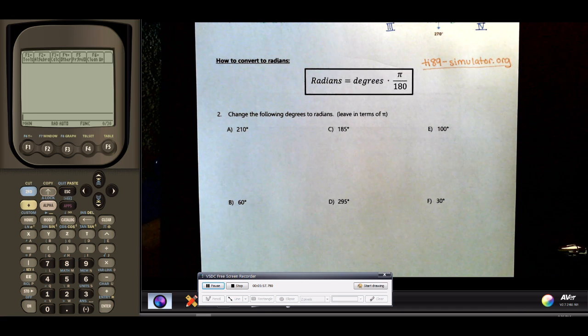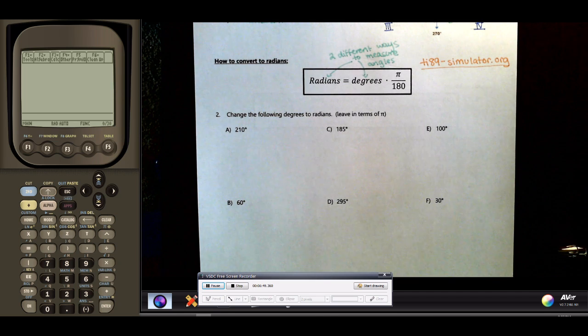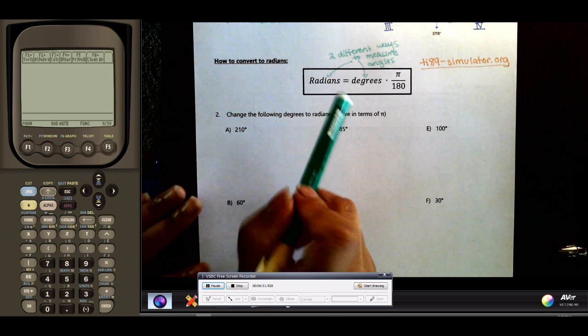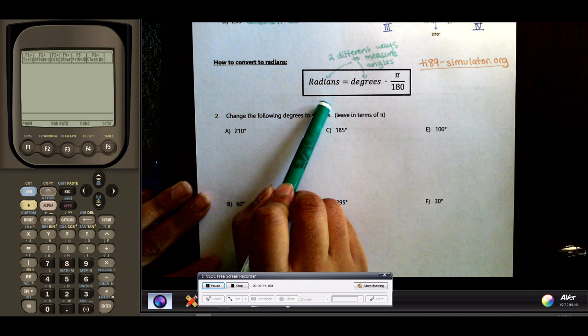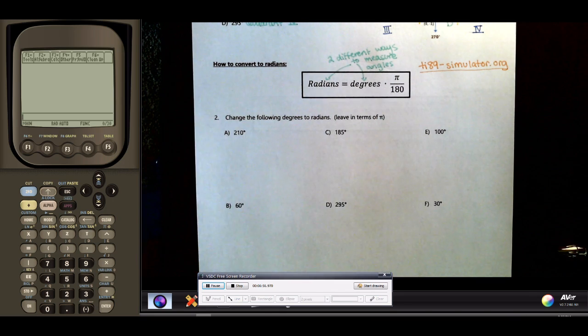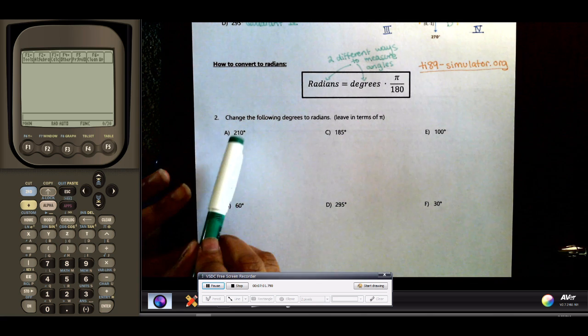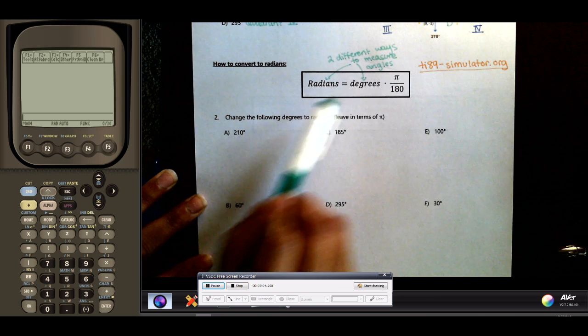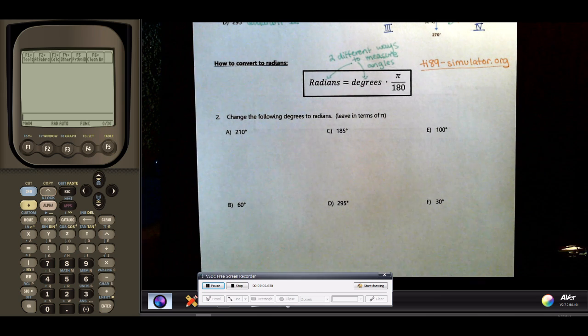So we have these things called radians. Radians and degrees are 2 different ways to measure angles, just like we have Celsius and Fahrenheit as ways to measure temperature. And in order to change the following degrees to radians, all we're going to use is this equation. And just be careful, we are going to leave the pi in there, so don't end up with a decimal or anything like that, okay? All right, so first thing, 210. That's the number of degrees. So we're going to plug into our equation, and our equation in this case is radians.